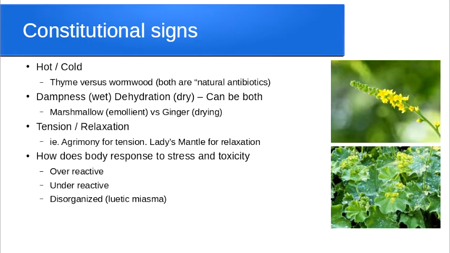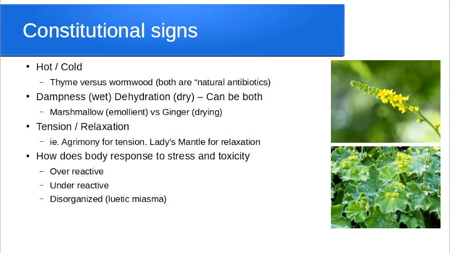We also need to think about how each body responds to stress and toxicity. Some people are almost overreactive. They'll take a couple of drops of some herbal tincture or one supplement and their body will have this huge response. Other people can take fistfuls of supplements and they don't notice anything. So over versus underreactive has to be observed, and that's why these cookie cutter protocols really don't work.